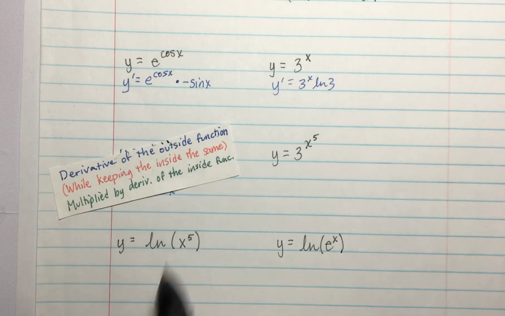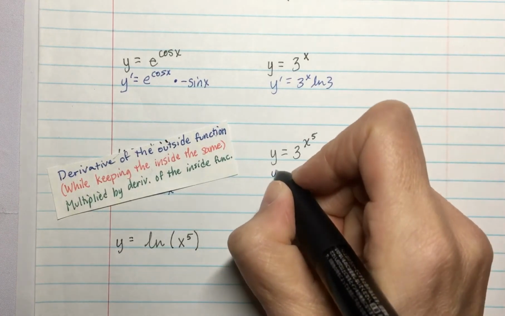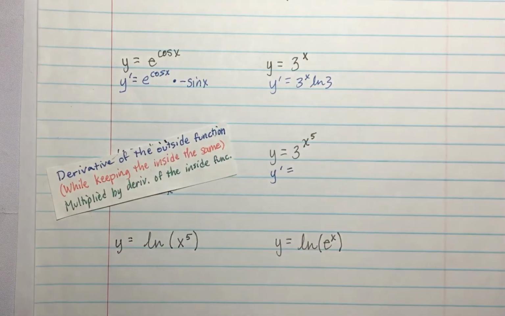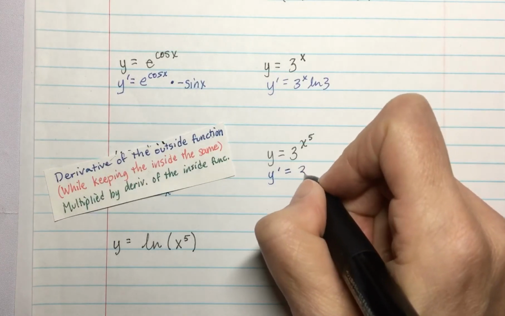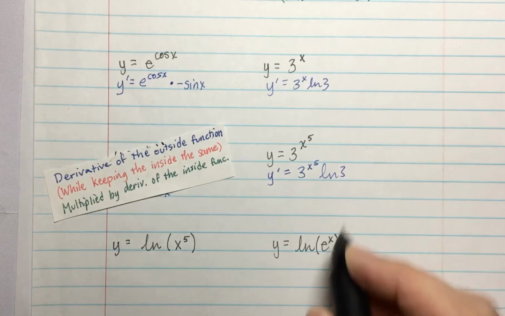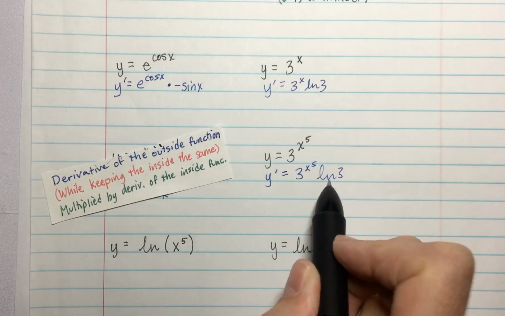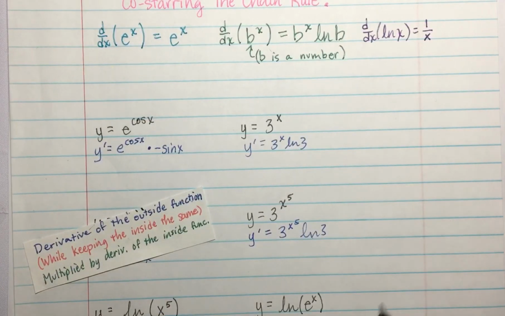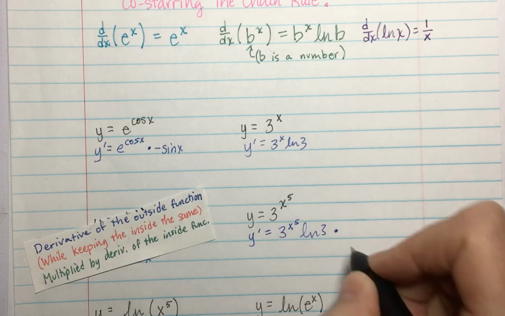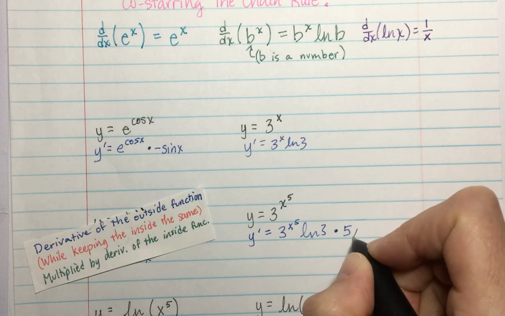Still chain rule. So y prime is, we have the derivative of the outside, so it's going to be 3 to the, keep the inside the same, x to the 5th, natural log 3. That's our derivative of our outside function using this b to the x rule. And then times the derivative of the inside function, so the derivative of x to the 5th, we get 5x to the 4th.